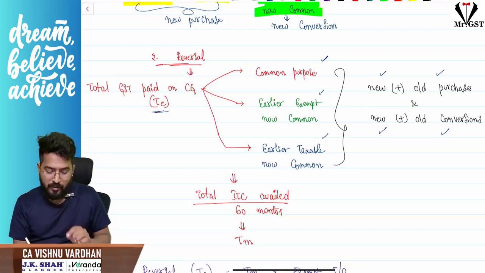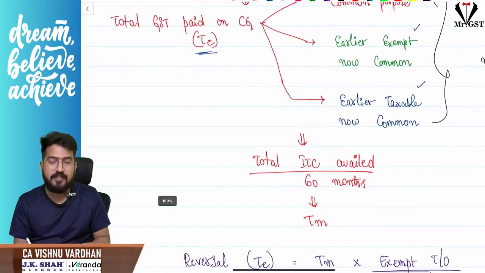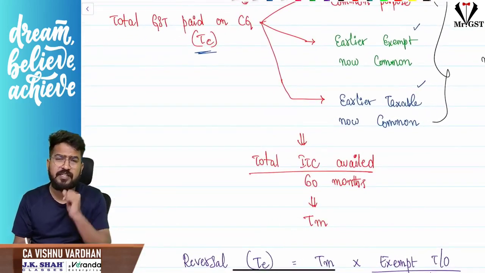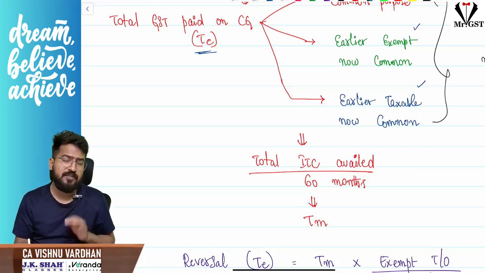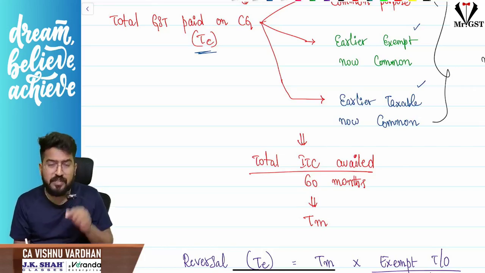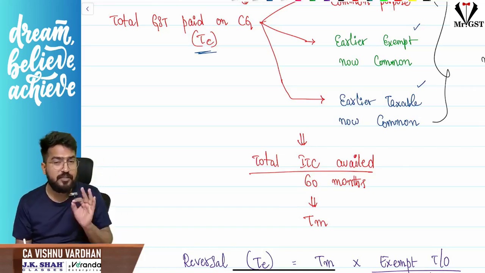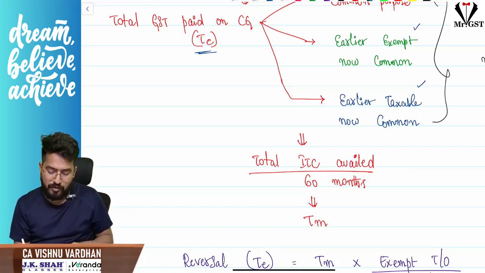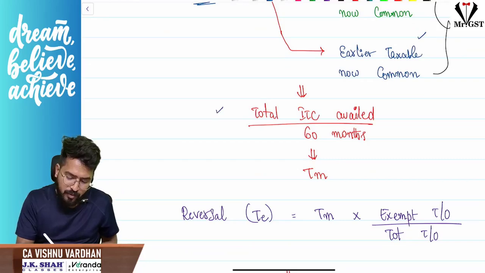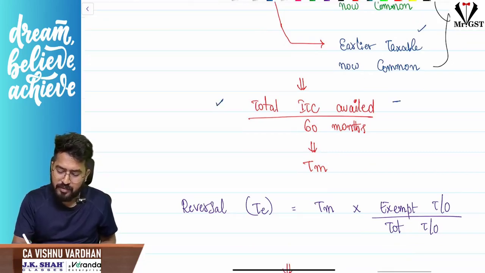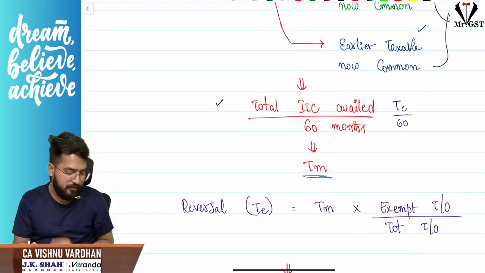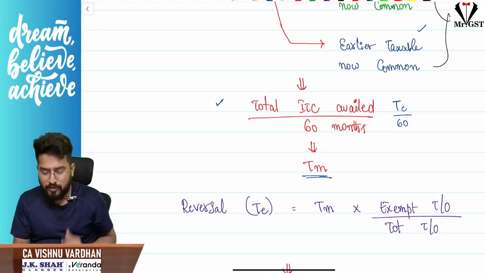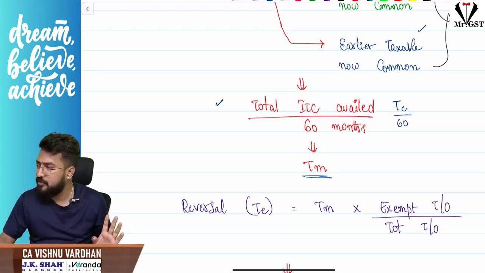Now sir, this is the entire GST, but this entire GST will serve you for 60 months, correct? The useful life of the asset we assume in GST is 60 months. So this month, how much we have to reverse, that is what we are calculating. So we take the total ITC availed, TC, and divide it by 60. So we get TM, the credit related to this month. Okay, am I clear till now?